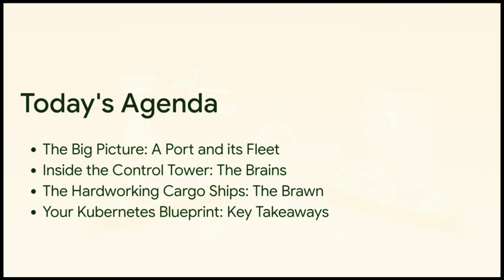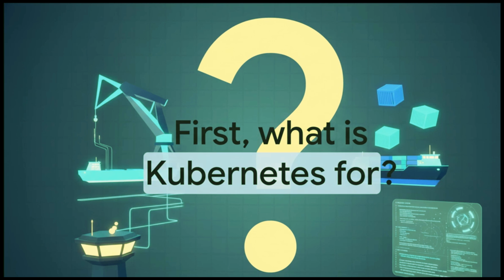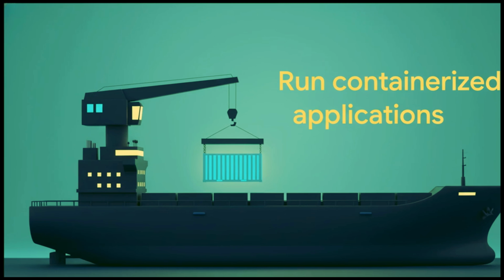All right, let's get into it. Here's what we're covering on our little tour of the Kubernetes port. So, first things first, what does Kubernetes actually do? Well, it's got three main jobs that make it so powerful. It runs your containerized apps, scales them up or down when needed, and handles failures gracefully.